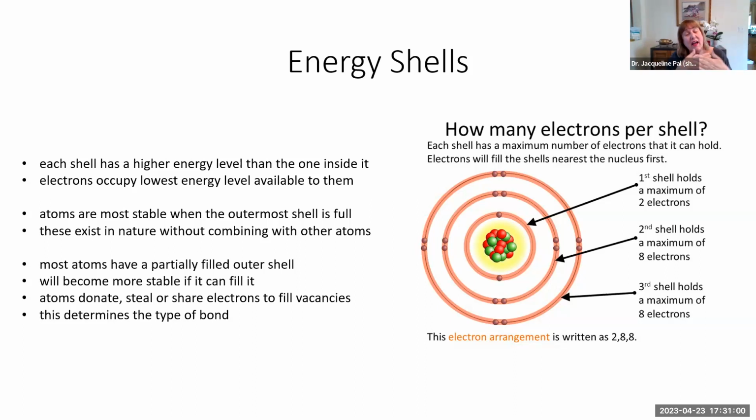And sometimes they'll actually share electrons to fill the vacancies. Because if you think about carbon for a second, remember I said carbon has 6 electrons, so it has 2 in the first shell, and there's only 4 in the second shell. It's looking for 4 electrons. Nobody's going to donate 4 electrons to it, so it's going to have much better luck by sharing to fill its second ring. Now whether they donate, steal, or share electrons determines what type of bond is going on.